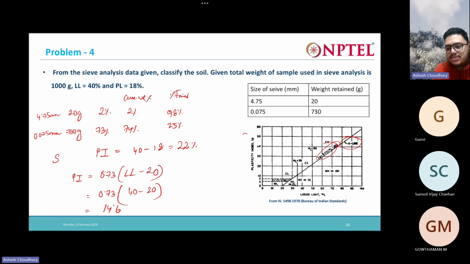Now tell me whether the soil is clayey or silty. With whatever you have done with the available data, you should be able to tell me whether the soil is clayey or silty.